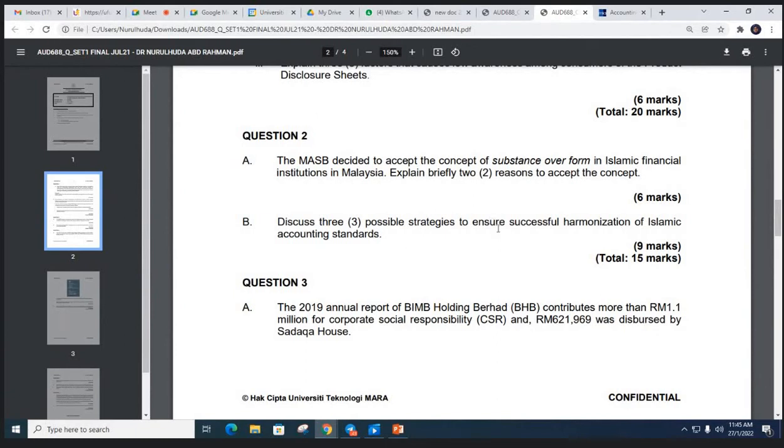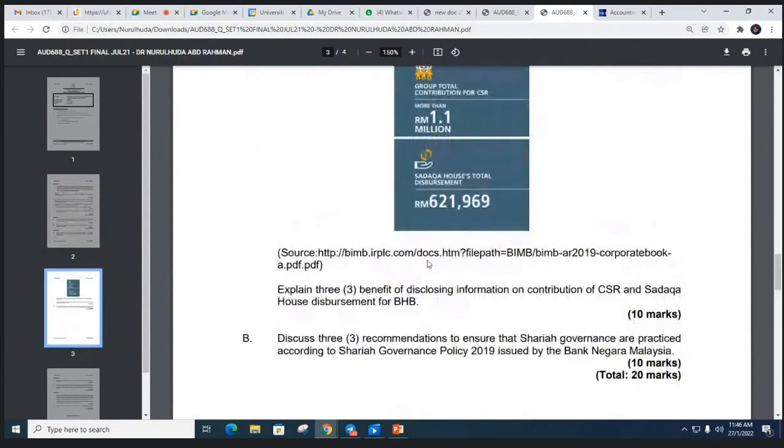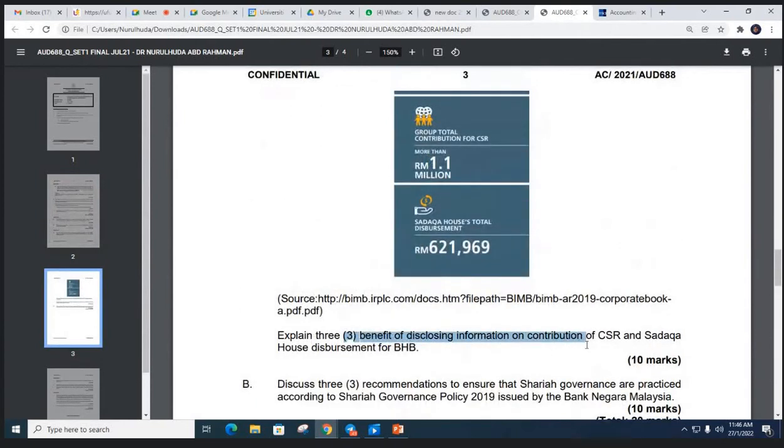Strategy to ensure successful harmonization, meetings, conferences, okay. Discussion, enforcement. Yang ni counter yang tadi kenapa tak boleh, yang ni kenapa boleh ya. Okay. Ini pun soalan benefit of disclosing information pun boleh ambil yang sama juga. To show in line with maqasid, transparency, to show.